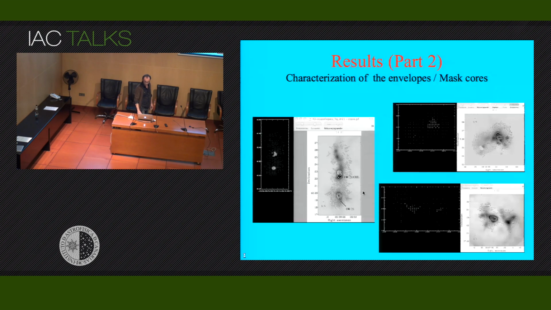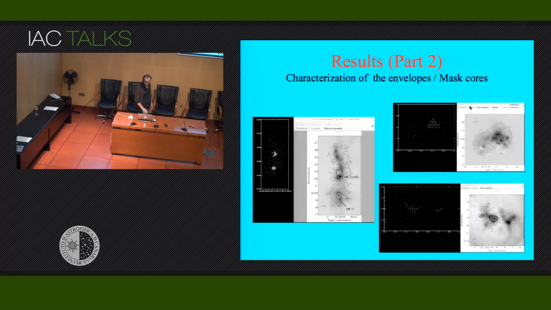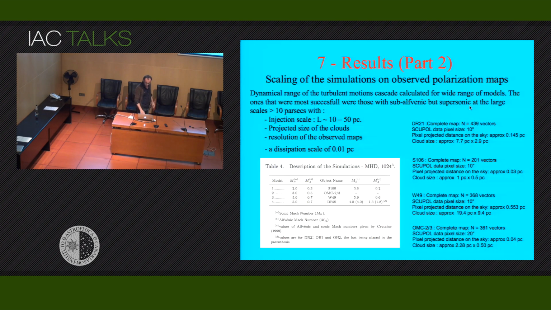So what we've done is that for 4 regions that we've studied very deeply for comparison with the simulations, for some maps where we know that we've got cores, we have masked the cores, and we've extracted the parameters that we want to compare with the simulations. And we did that for the 4 regions.